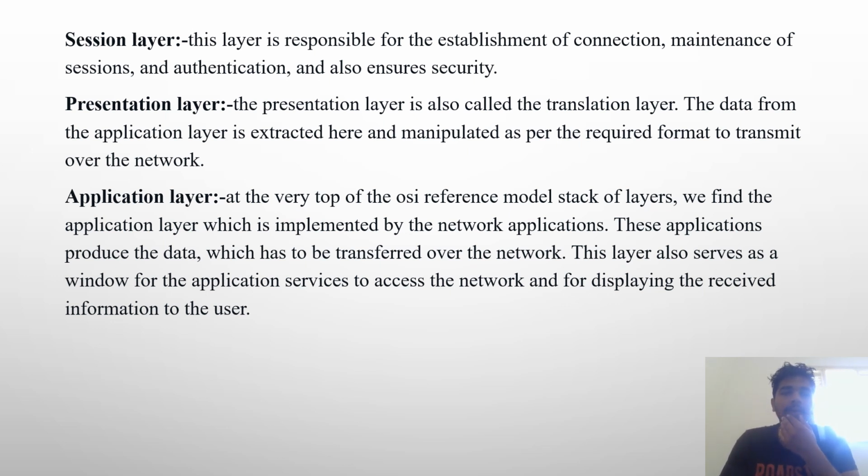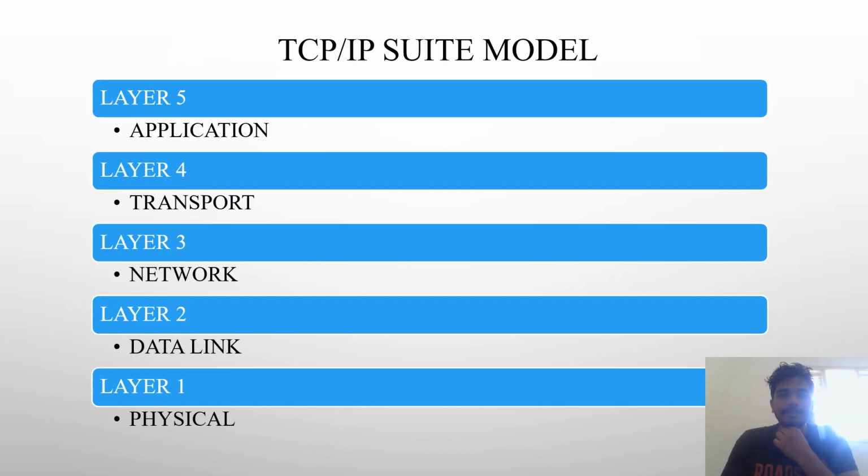Application layer. At the very top of the OSI reference model stack of layers, we find the application layer, which is implemented by network applications. These applications produce the data which has to be transferred over the network. This layer also serves as a window for the application servers to access the network and for displaying the received information to the user.